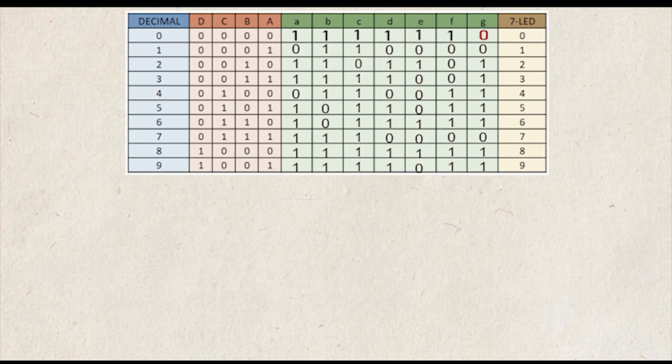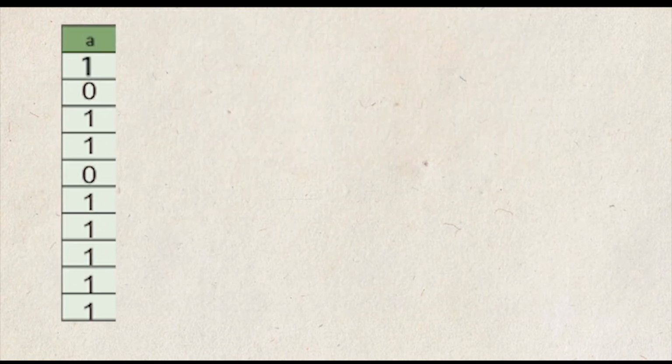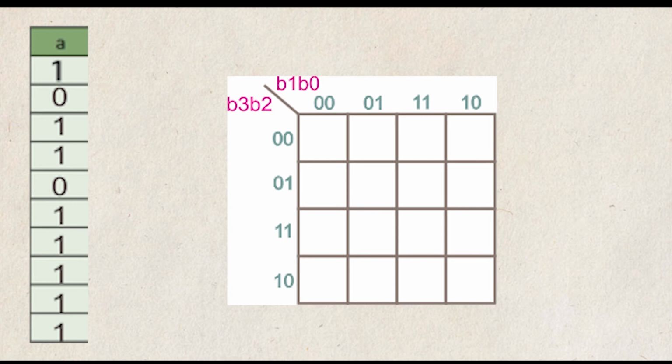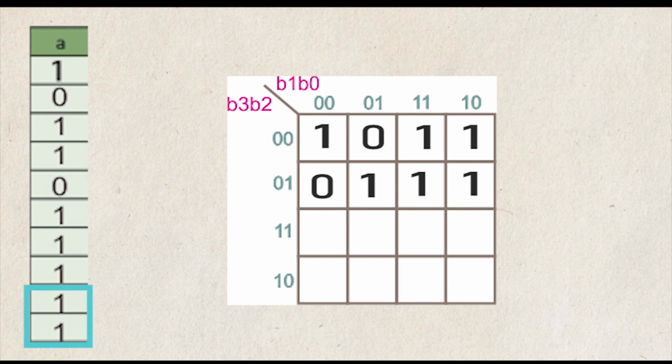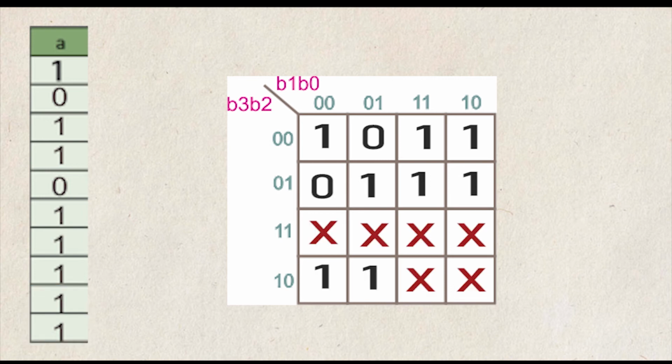The next step is to find the logic equation using a Karnaugh map. For example, we copy the function a and move it to the Karnaugh map. We put all the numbers into the Karnaugh map like this. And the rest we fill with don't care. Then we make groups of 1s from this map. Look at the picture.